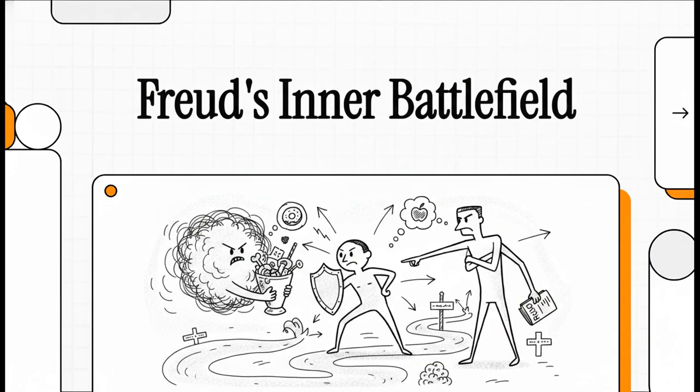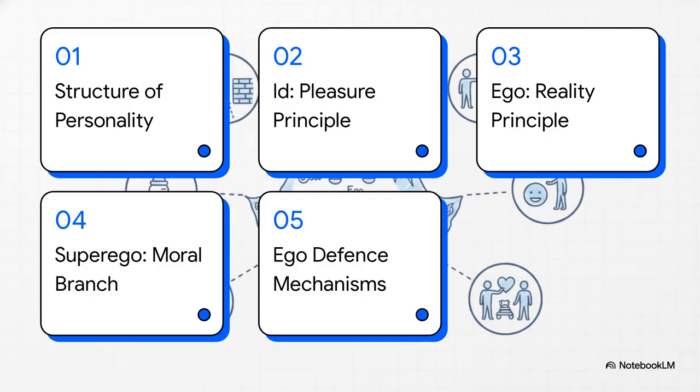Today, we're going to explore this intense internal conflict using only the insights mapped out in our source material. All right, here's today's agenda. We'll start with number 1, the structure of personality, followed by number 2, the id and the pleasure principle. Then we'll look at number 3, the ego and the reality principle, and number 4, the superego and the moral branch. Finally, we'll wrap up with number 5, ego defense mechanisms.